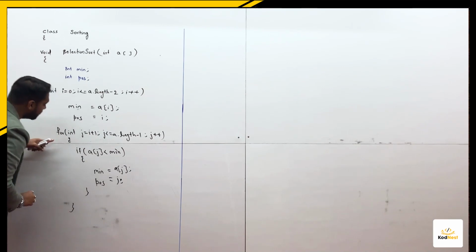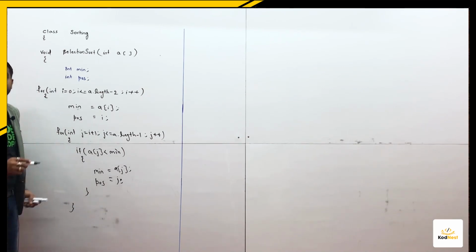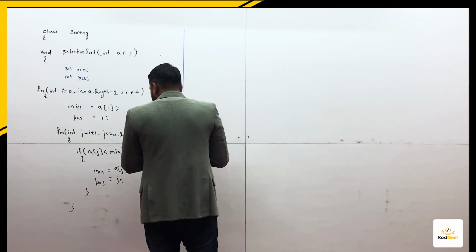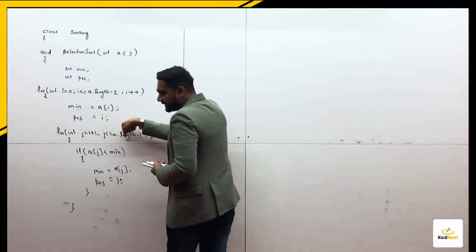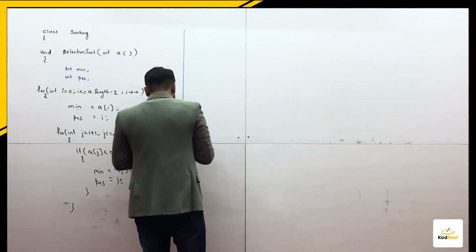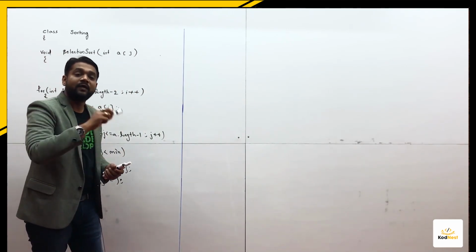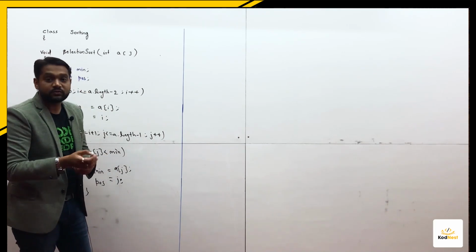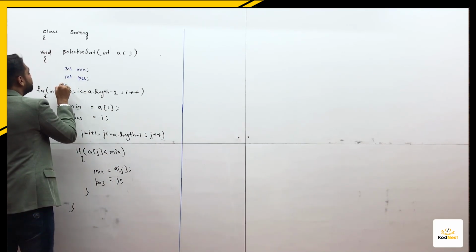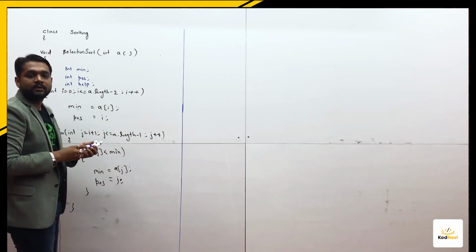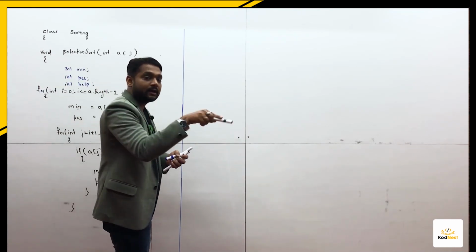Supposing I come out of the for loop, it means j has fallen down. If j goes out of the boundary of the array, if j becomes greater than array.length minus 1, what I have to do is swap array of i and array of position. For swapping, I need one helping variable. So that also I would declare, int help.